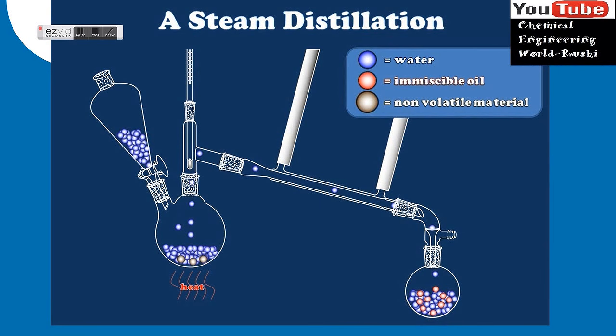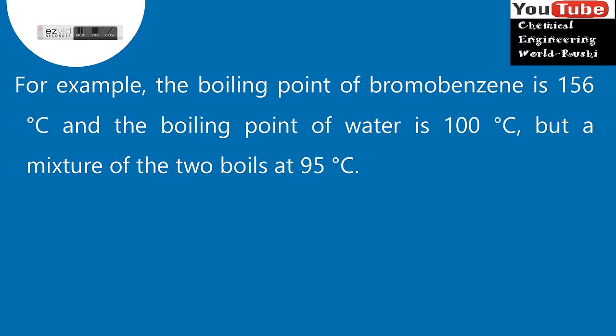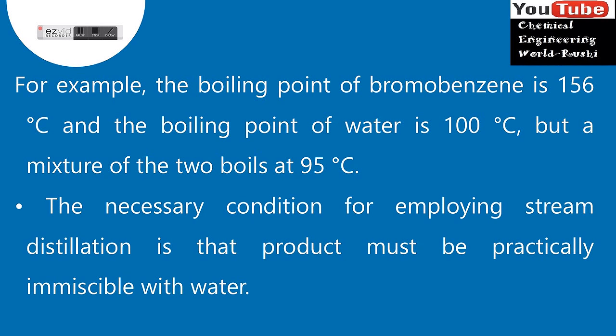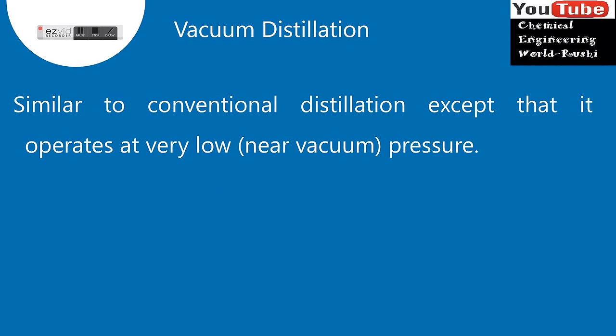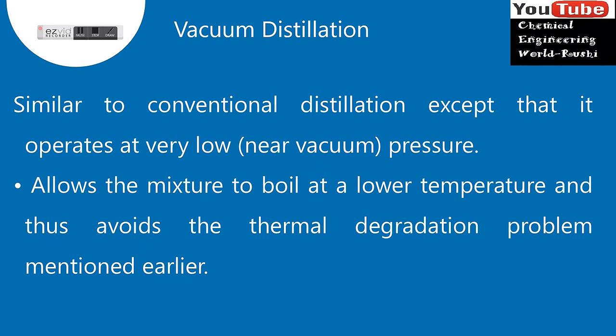at lower temperatures. After distillation, vapors are condensed as usual, yielding a two-phase system of water and the organic compounds, allowing for simple separation. For example, the boiling point of bromobenzene is 156 degrees Celsius and the boiling point of water is 100 degrees Celsius, but a mixture of the two boils at 95 degrees Celsius. The necessary condition for employing steam distillation is that product must be practically immiscible with water.